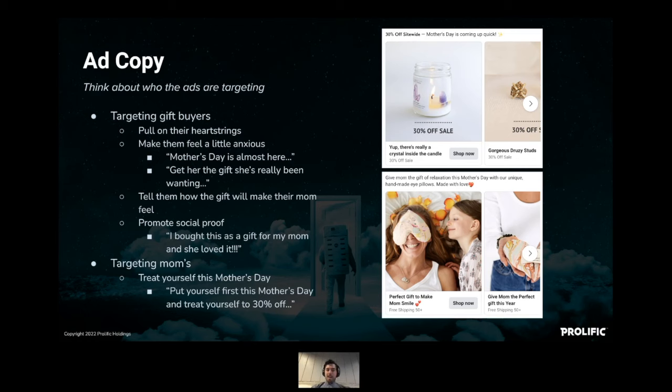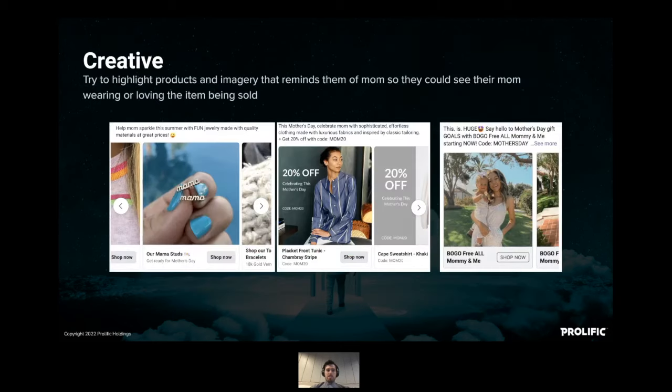When you're targeting moms, this is something we've seen do really well too. So a lot of people will do self-gifting during this time just because it's a sale. They don't even have to be a mom, and they would still probably buy because of the sale. But when we're targeting moms, like, hey, put yourself first this Mother's Day and treat yourself to 30% off. Thinking about copy variations for that too can be really helpful because there is a lot of self-gifting during this holiday, and all these moms, they deserve it. So I think we'll be targeting moms in campaigns as well.